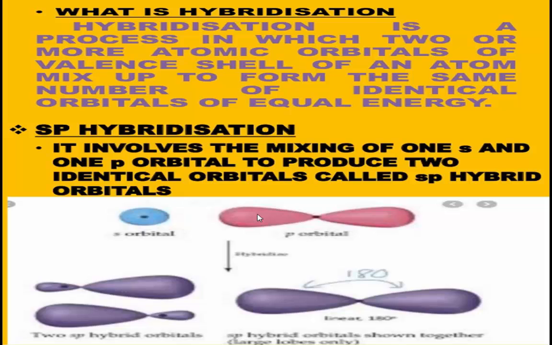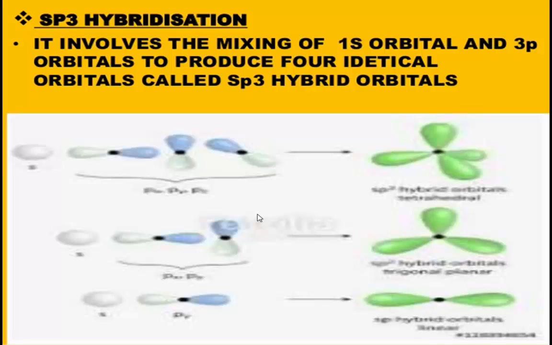One s orbital and one p orbital combine to give sp hybrid orbitals. One s orbital and 2 p orbitals combine to give sp2 hybrid orbitals. And one s orbital and 3 p orbitals combine to give sp3 hybrid orbitals. See here sp3 hybridization: one s orbital and 3 p orbitals, that is px, py and pz, combine to give 4 hybrid orbitals. Here 1, 2, 3, 4 hybrid orbitals. Hybrid orbitals contain the same energy.